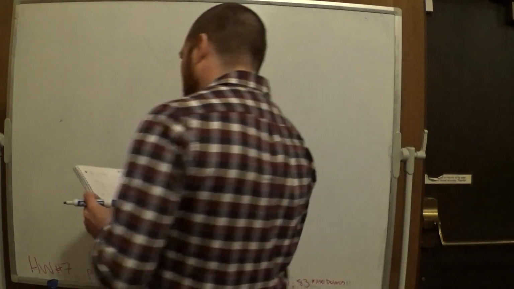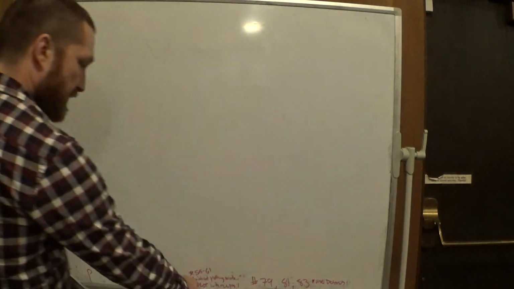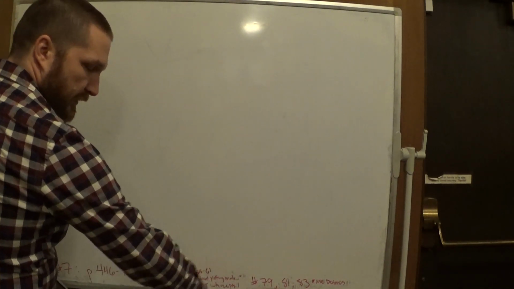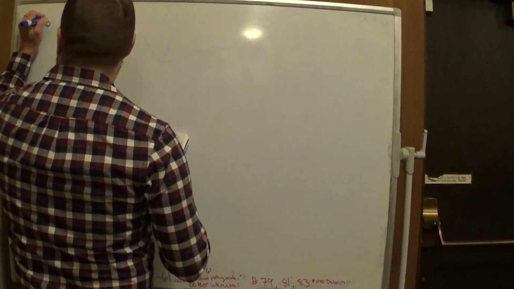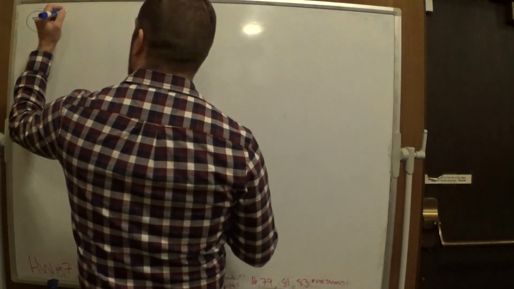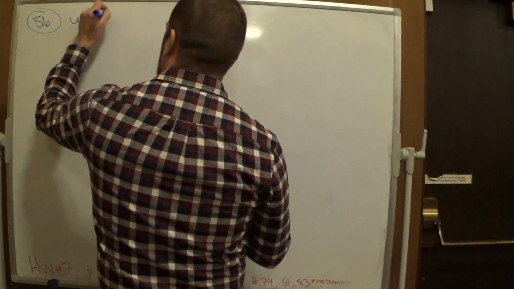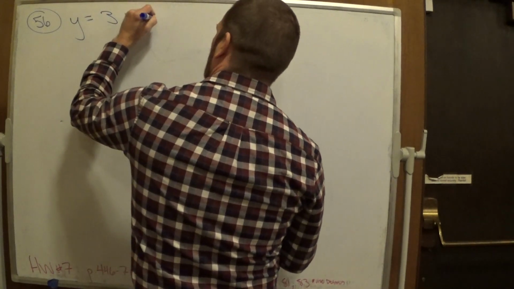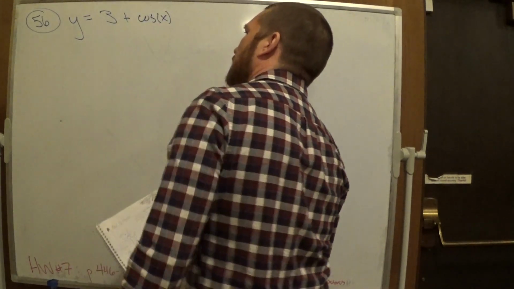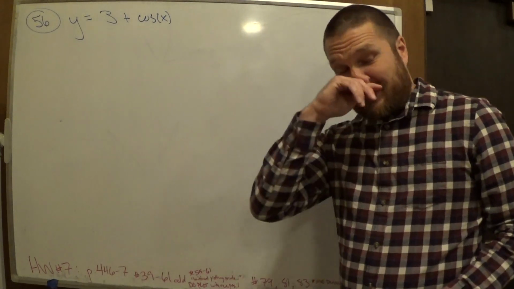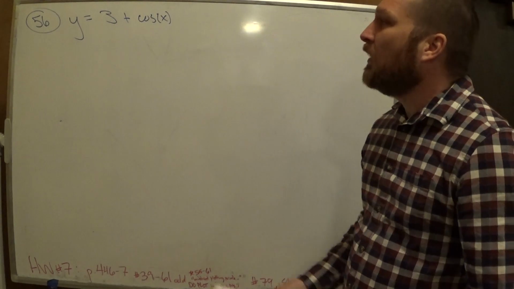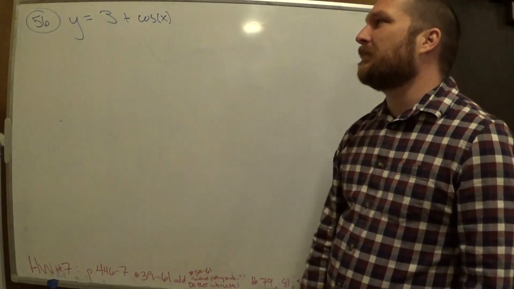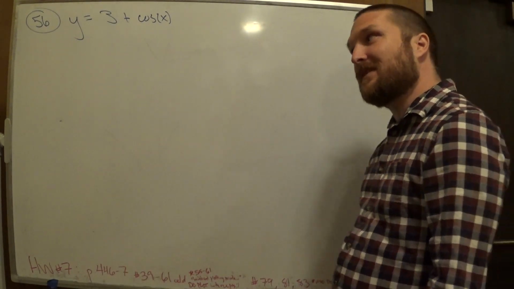Okay, here we go. This is the part where it says graph without plotting points. Number 56: we want to graph y equals 3 plus cosine x. Now you know what cosine x looks like, right? And adding 3 to something just shifts it up 3.